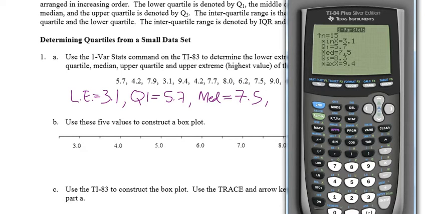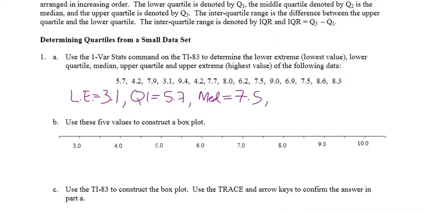Okay. Median is 7.5. Q3 is 8.3. And the upper extreme is 9.4.